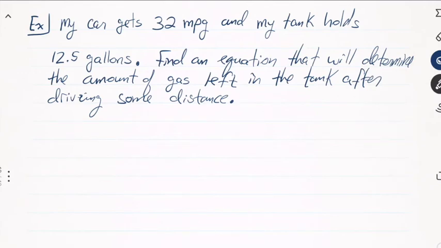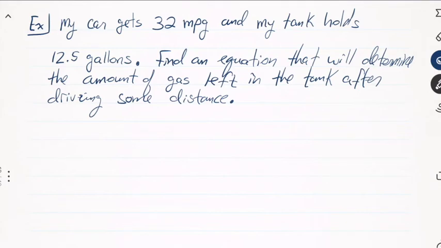All right, so here's another problem that we could deal with in a linear fashion. My car gets 32 miles per gallon on a highway, and my tank holds about 12.5 gallons. So let's say we fill up my tank, and then we get in the car and start driving it. So I want to find an equation that will determine the amount of gas that is left in my tank after driving a certain distance. So let's start off with a few points.